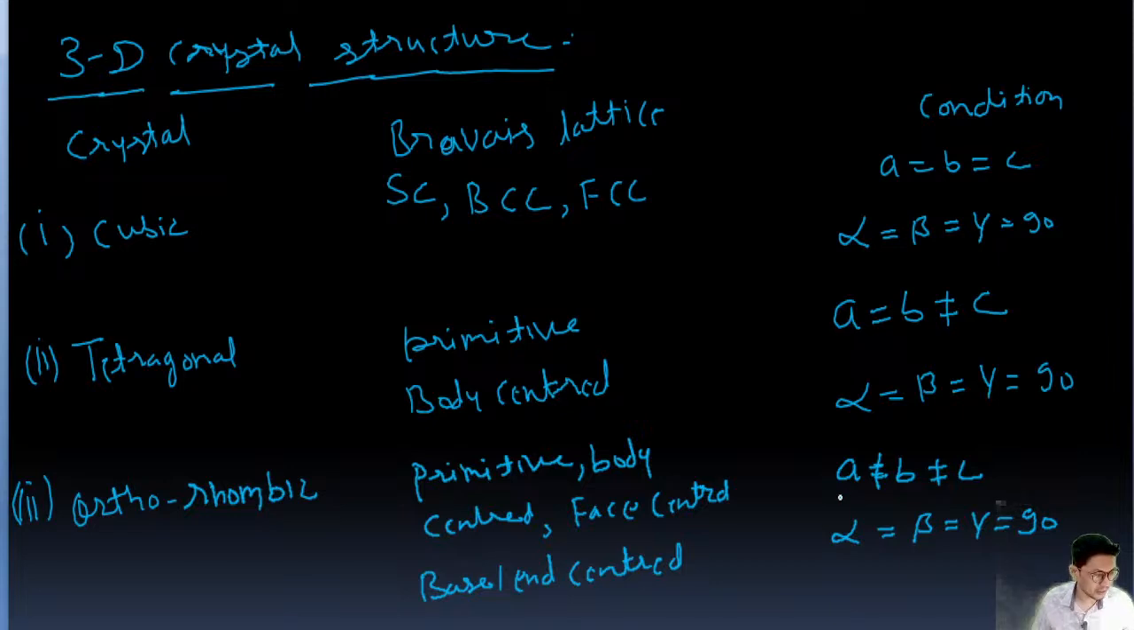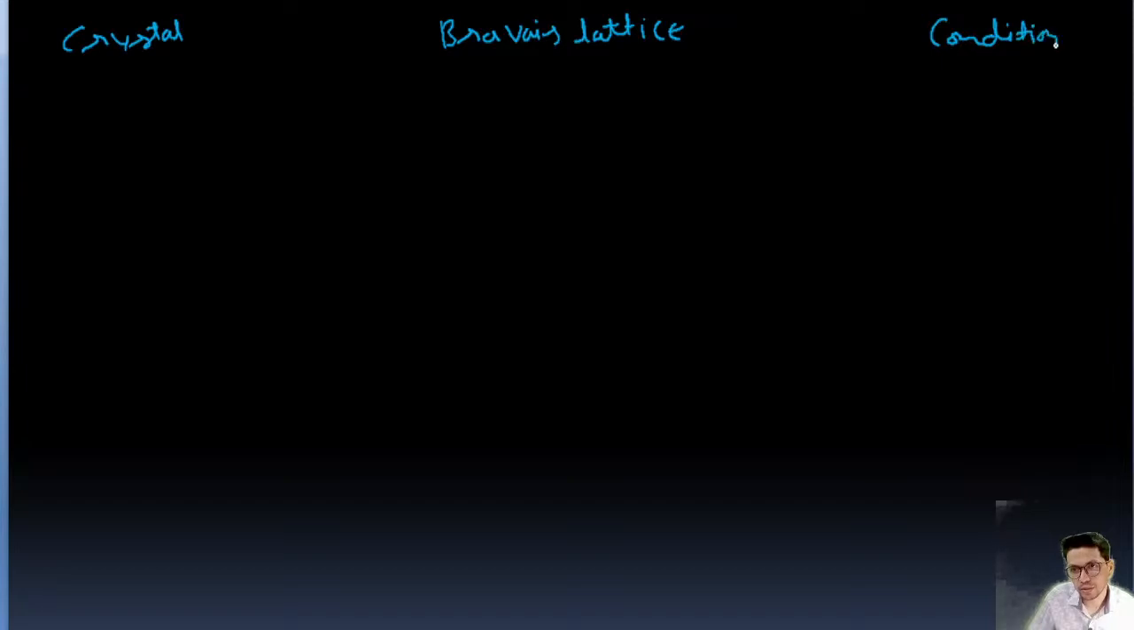Next is rhombohedral or trigonal. I'll write it on the next page: this is the crystal, this is the Bravais lattice, and this is the condition. Guys, just give me one second.